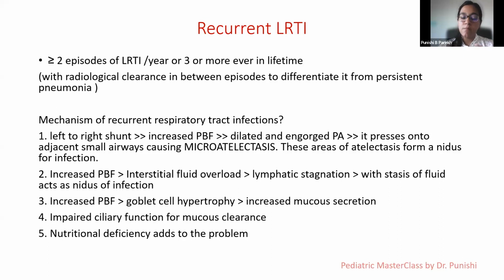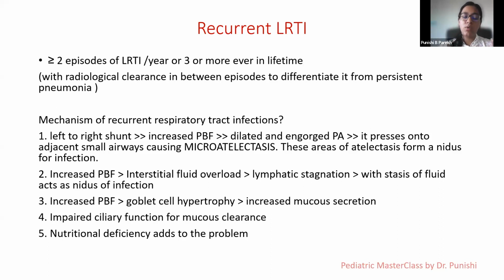Point number 2, when you have increased pulmonary blood flow, all that extra amount of fluid tends to seep from the capillaries into the interstitial space. So you have interstitial edema or interstitial fluid overload. Now that results in your lymphatic stagnation, stasis of fluid, and that fluid again can serve as a nidus for infection and result in repeated pneumonias.